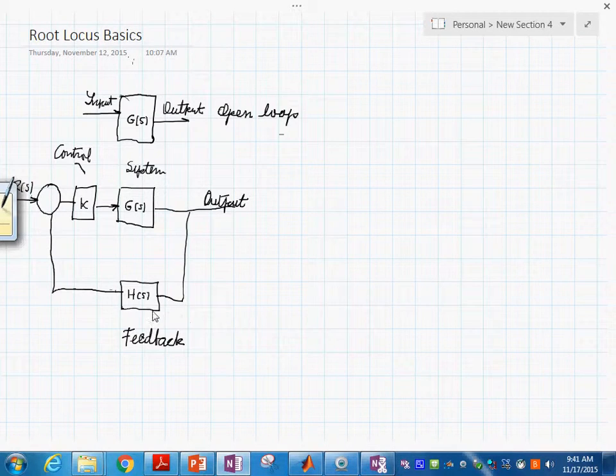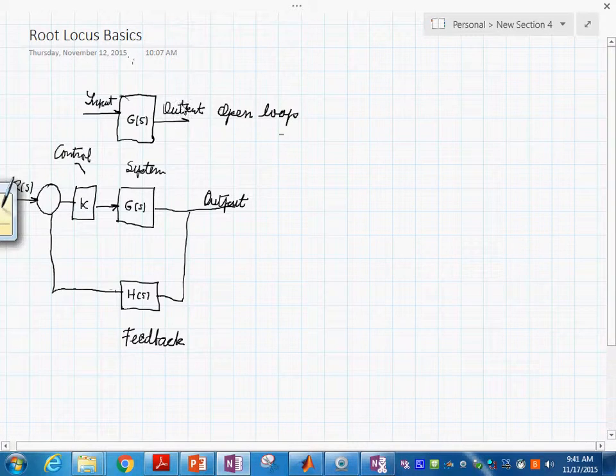So if we have the output over here and we compare it to the input, the difference is basically an error that we see over here. That error is what is fed to the controller, and that output is fed to the system. That's how we do a new comparison, a new feedback, and this thing goes on like this. So what we need to do is to obtain a standard form of the transfer function.